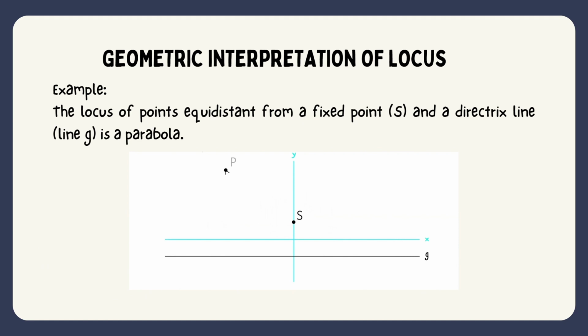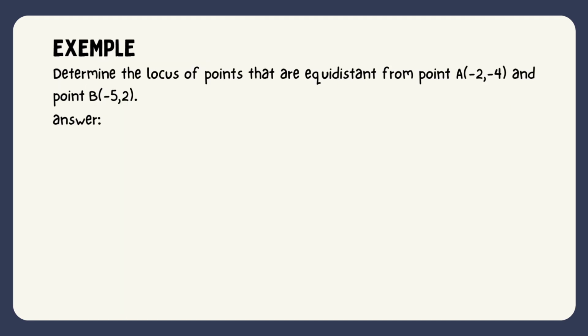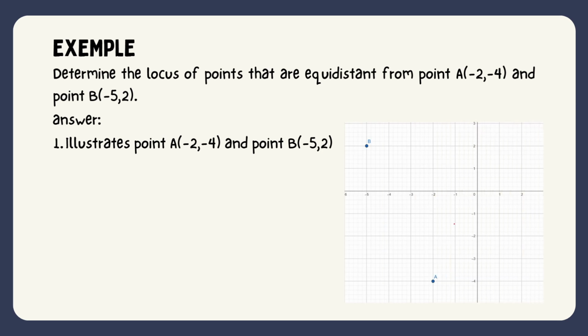This is the example: the locus of point P that is equidistant from a fixed point S and a directrix line G makes a parabola. Another example, the problem is to determine the locus of points that are equidistant from point A (-2, -4) and point B (-5, 2). So the solution is, the first, we should illustrate point A and point B. This is the point A, and over here is the point B.